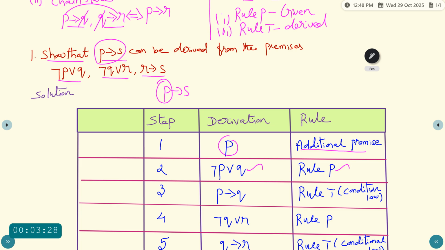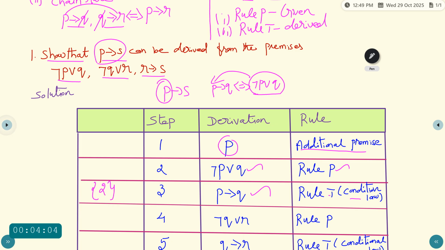Okay, now the third one. Negation P or Q, what is it referred to? This is the conditional law. We already know the conditional law: P implies Q can be written as negation P or Q. This is the right-hand side, negation P or Q. So how do we write the left side? P implies Q. Negation P or Q can be written as P implies Q. This is rule T, the conditional law. So the third step is derived from the second one.